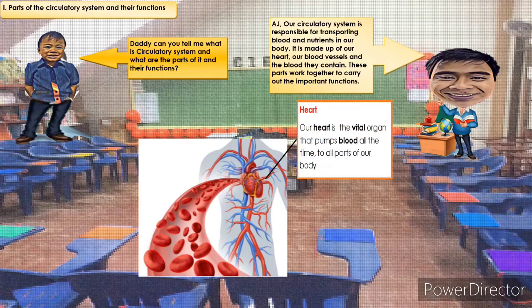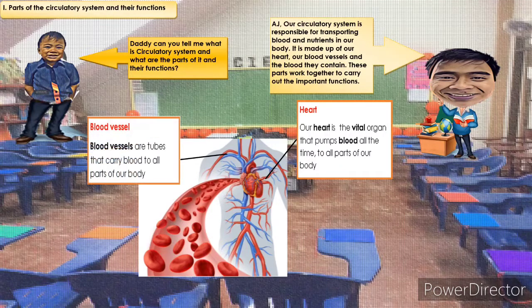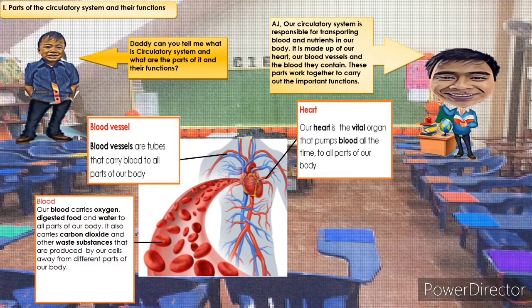Our heart is the vital organ that pumps blood all the time to all parts of our body. Blood vessels are tubes that carry blood to all parts of our body. And our blood carries oxygen, digested food, and water to all parts of our body. It also carries carbon dioxide and other waste substances that are produced by our cells away from different parts of our body.